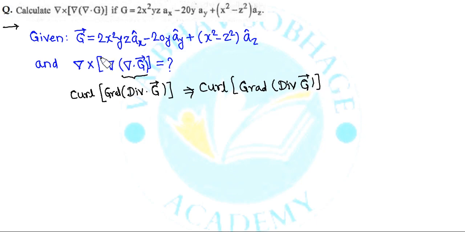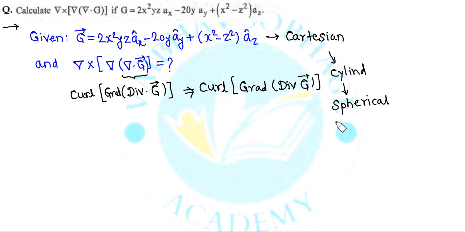Now, if you carefully observe this numerical, whatever this given vector g is, it is in terms of the ax, ay and az components. That means your given vector is in which system? That is expressed in terms of the Cartesian, or you can say the rectangular system. It is not necessary that it should always be in Cartesian. It can be in the cylindrical or spherical system. So you just keep in mind the respective divergence, curl and gradient properties of all three coordinate systems, so that it will be easier for you. Okay, now we will begin with this numerical. We will find out what its answer is.